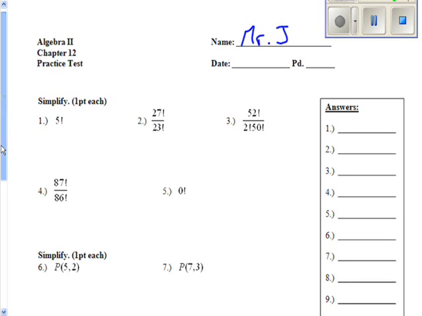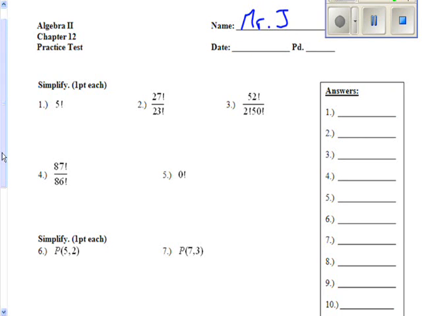If we take a look at these first couple, we're just doing factorials and factorial operations. The first one, 5 factorial, is just 5 times 4 times 3 times 2 times 1. Okay, that's what a factorial is. We just kind of count down till we get to 1. We multiply all those numbers together, and that gives us 120.